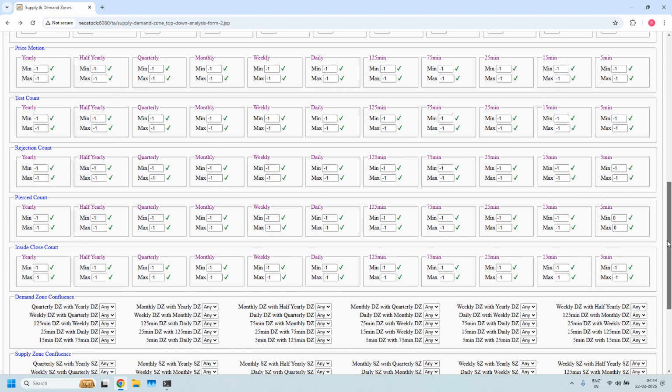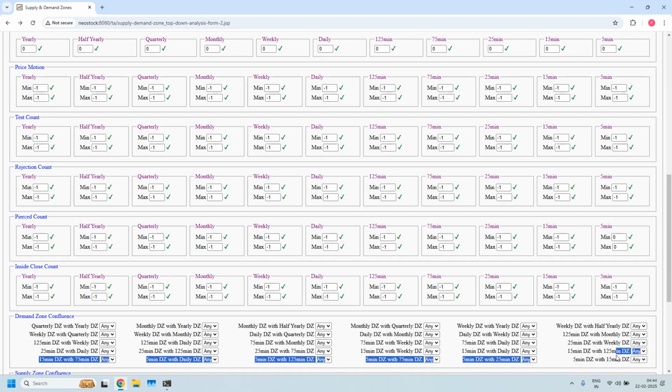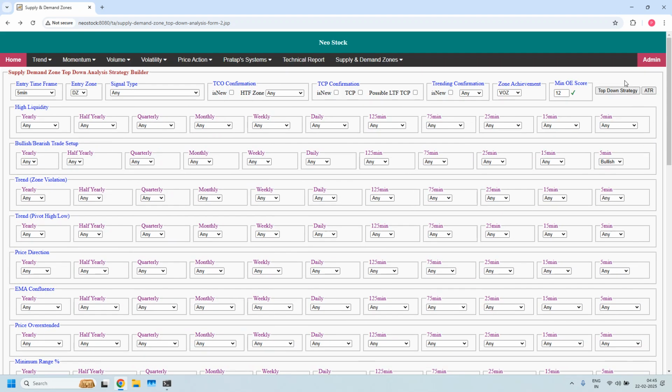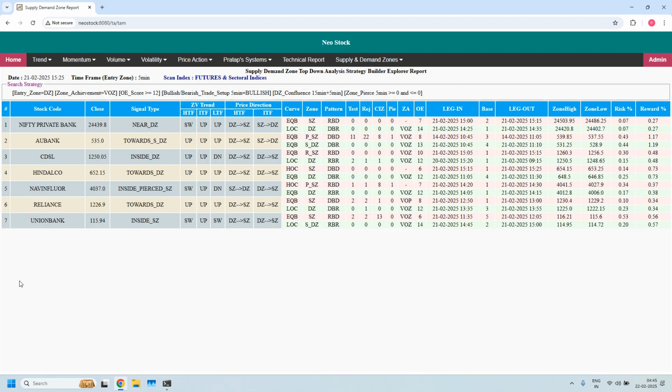So in the demand zone confluence, I am enabling the filter 5 minutes demand zone with 15 minutes demand zone confluence. By applying the filter on the 8 stocks, we got 7 stocks. That means in all these 7 stocks, these 5 minutes demand zones were overlapped with 15 minutes demand zones. And the 15 minutes trend, ITF trend, is up in all these stocks. If any of the 15 minutes demand zones are having daily EMA confluence, those stocks might have more probability to get success. Let's verify.